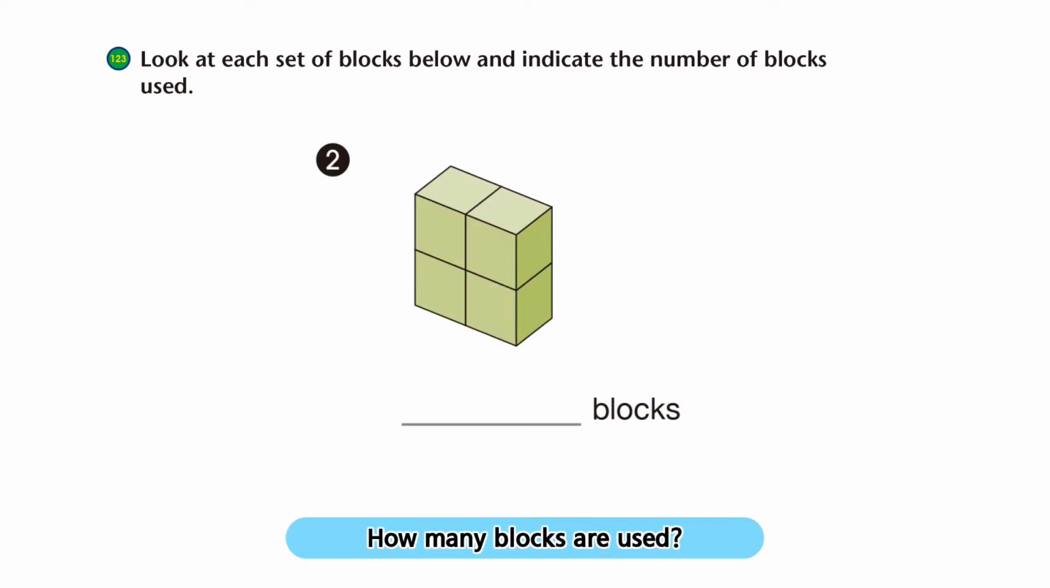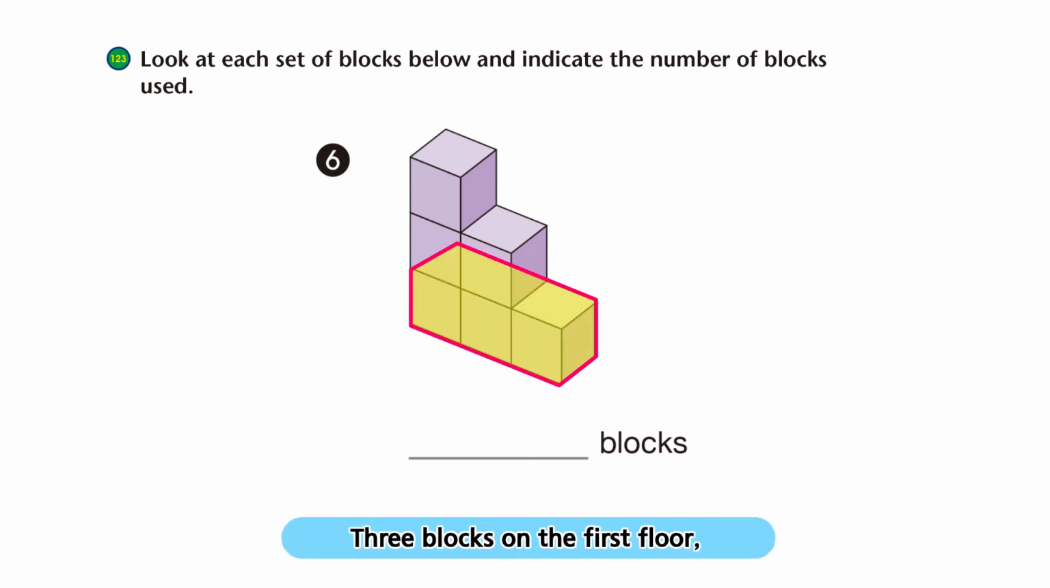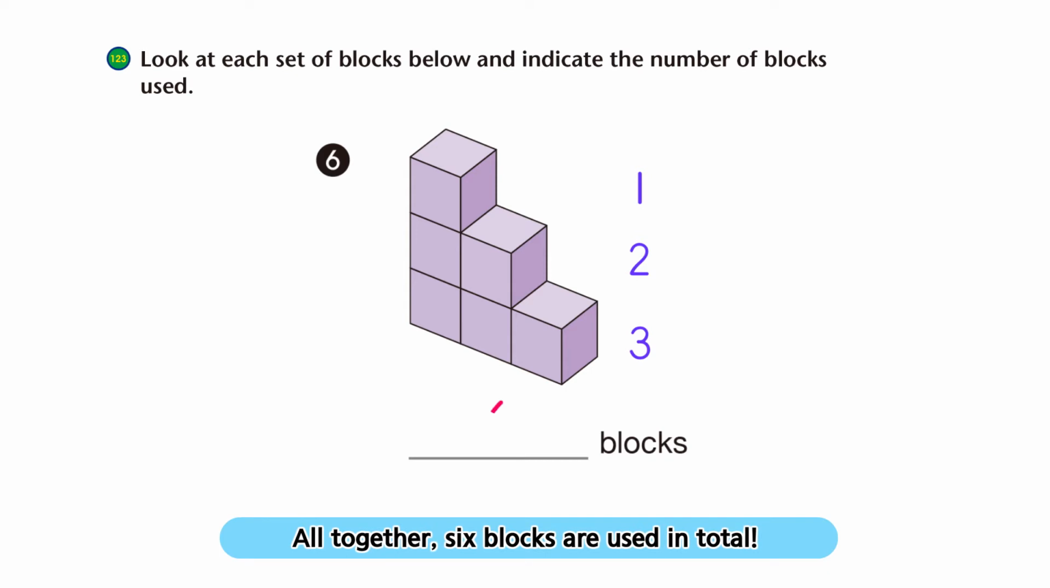How many blocks are used? 1, 2, 3, 4. 4 blocks are used. How many blocks are used this time? Let's count in layers. 3 blocks on the first floor, 2 on the second floor, and 1 on the third floor. Altogether, 6 blocks are used in total.